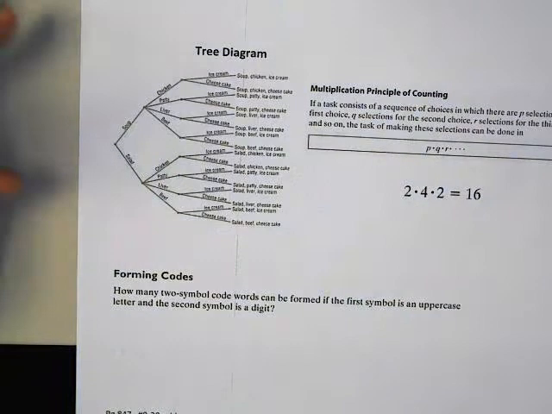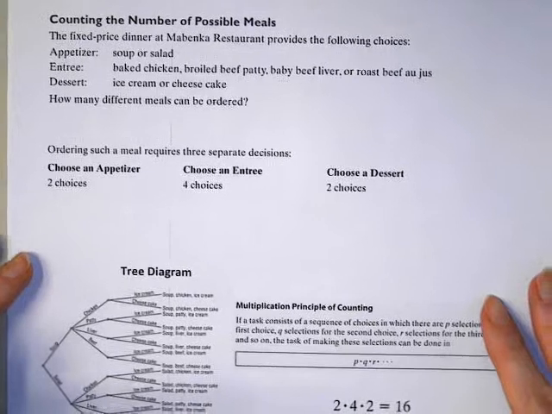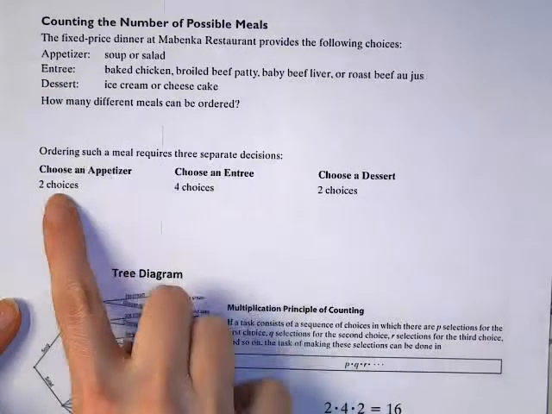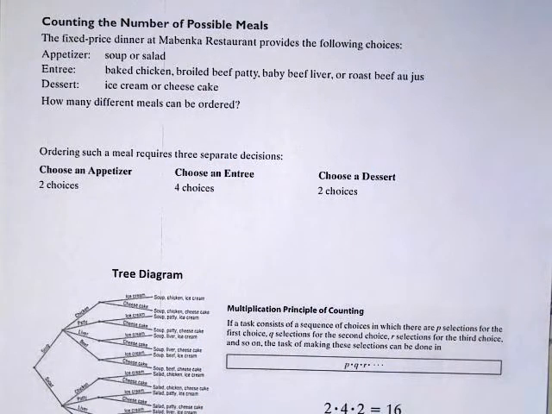And then the next page is where? Oh, over here. Really easy, just the counting principle. Okay, so counting the number of possible meals. You guys are going to love these. Let's say you have 2 choices for an appetizer. 1, 2, 3, 4 choices for an entree. 2 choices for a dessert. How many different meals can be ordered? Okay, so we have them here. 2 appetizers, 4 entrees, 2 desserts. How many different meal combinations can be ordered?